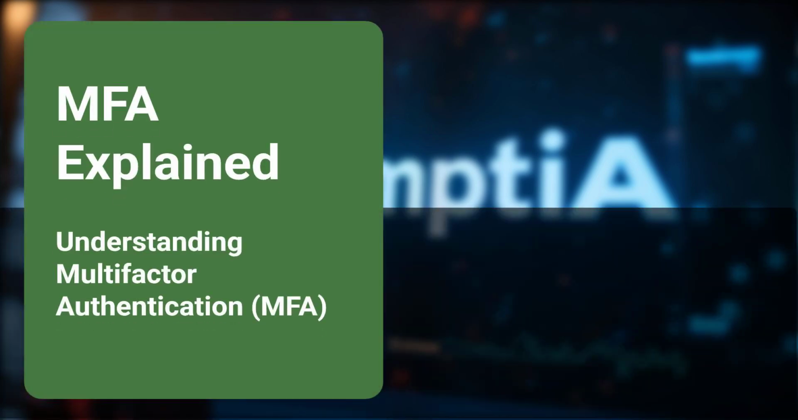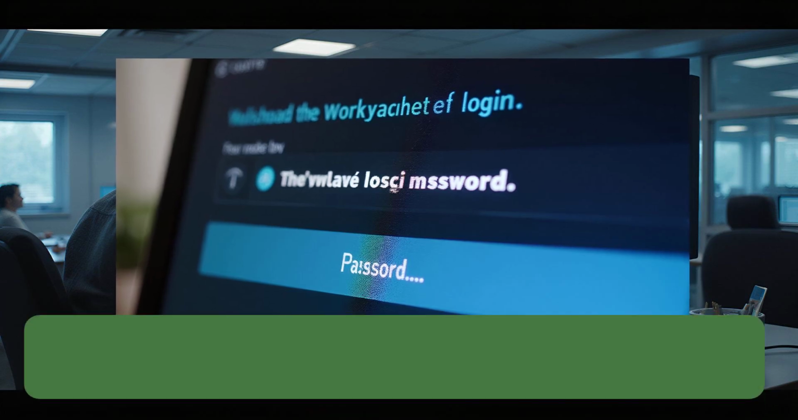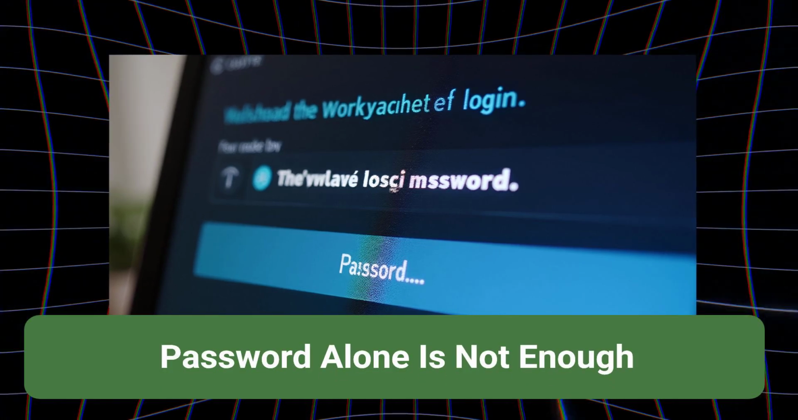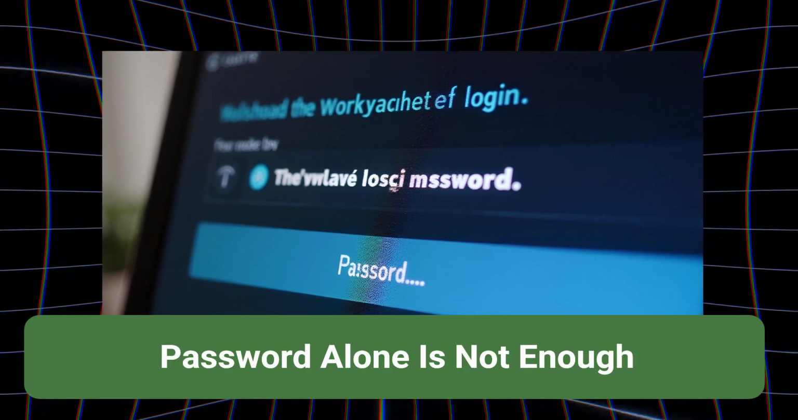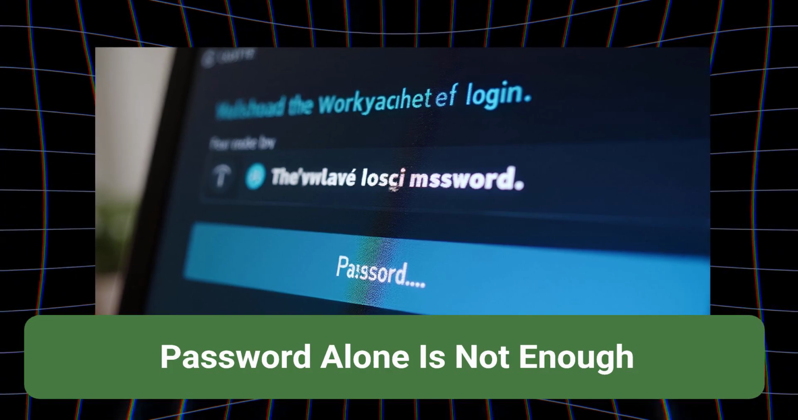Multifactor authentication, or MFA, is a security process that requires a user to provide two or more distinct forms of identification before access is granted. Instead of relying only on a username and password, MFA adds extra verification layers, which is why CompTIA loves it. On the exam, this shows up when a scenario mentions that a password alone is not enough, and the organization wants stronger assurance that the user is legitimate.